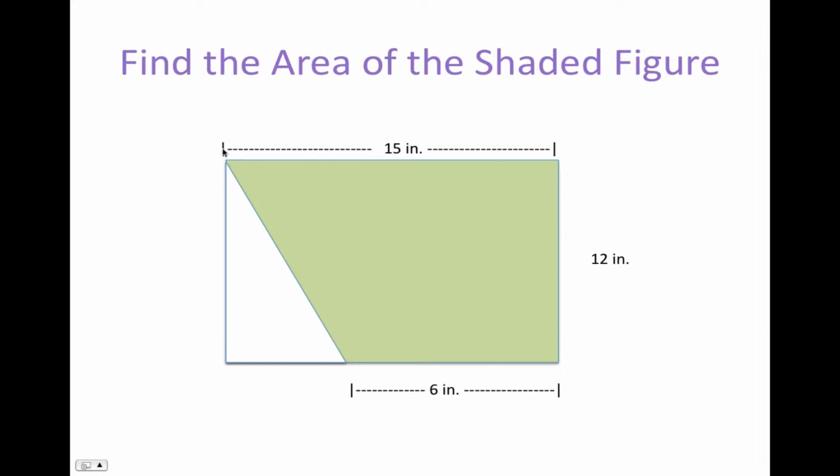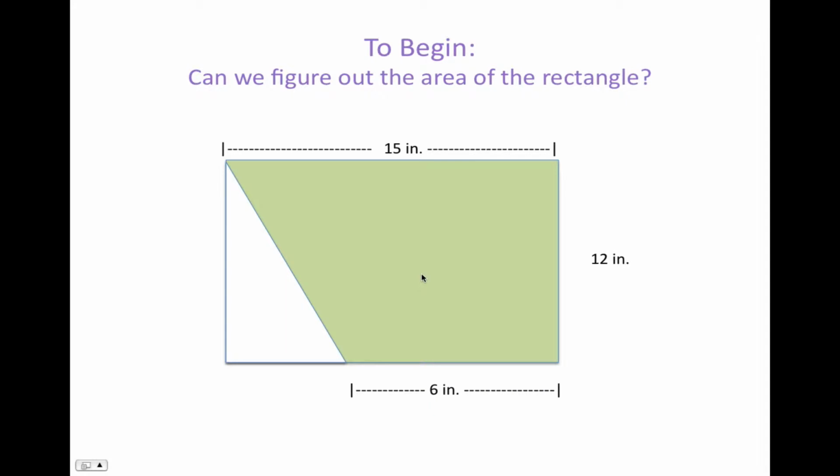We know that the overall length is 15 inches and that it's 12 inches high. And we know that this little part of it is 6 inches. This is actually called a trapezoid because it has two parallel lines and then two other sides. Okay, so to begin with, can we figure out the area of the rectangle?